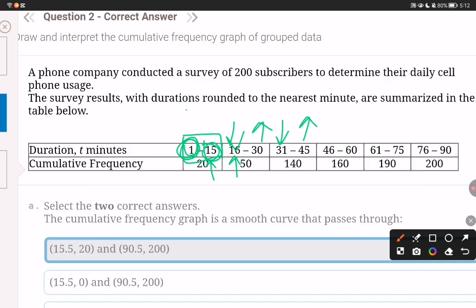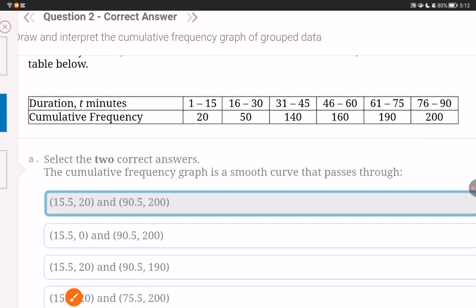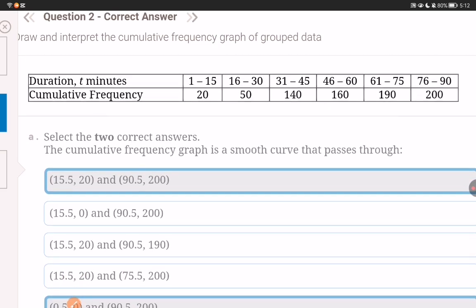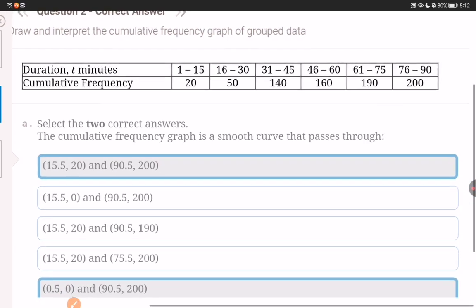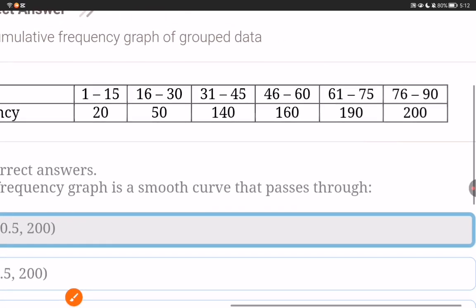I'm not going to do this right now. I think it's very easy for you guys to do alone. So I'm just going to continue on and answer the questions. Okay? So, the cumulative frequency graph is a smooth curve that passes through the points. Okay? Another final thing you should know.